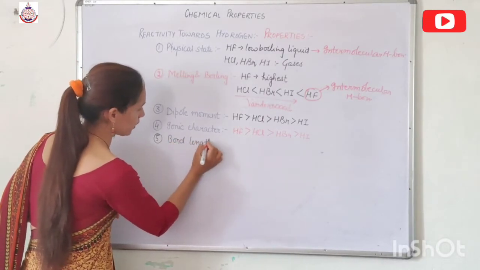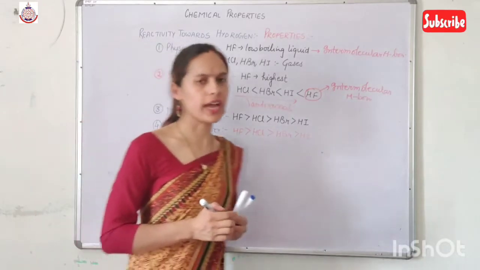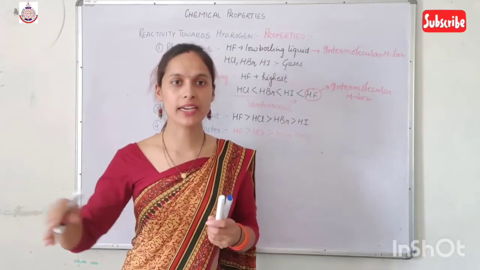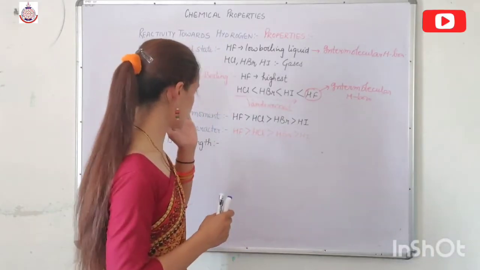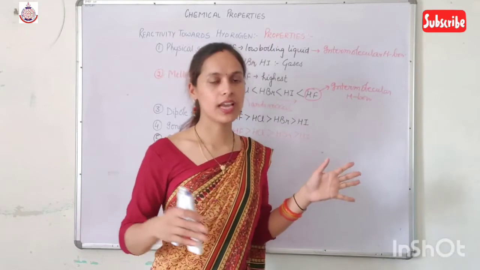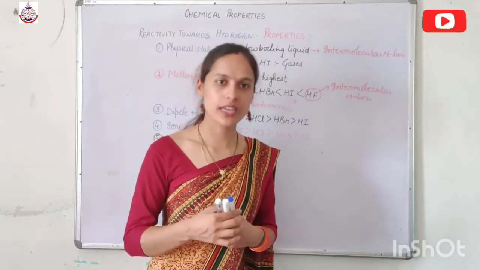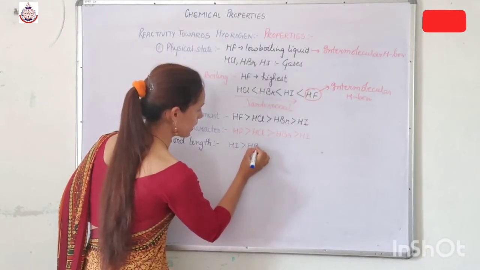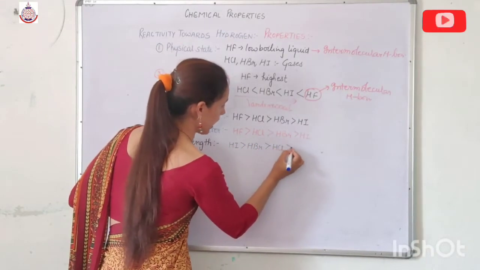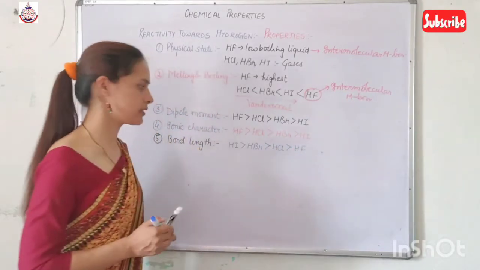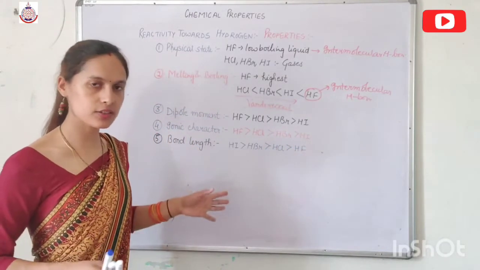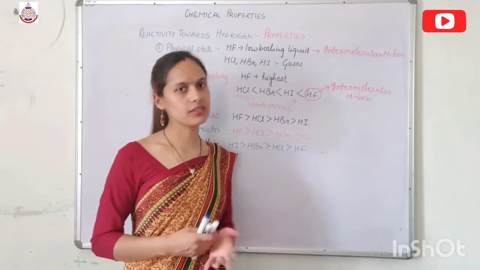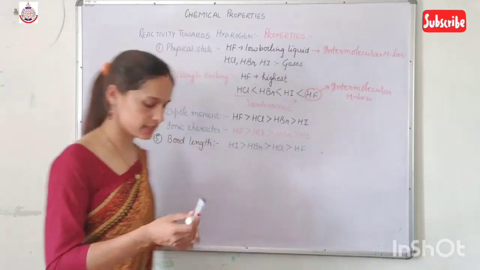Now next we will talk about bond length. As we move down the group, what happens? The size of the hydrogen remains the same. Hydrogen is hydrogen, but as we move from fluorine to iodine, the size of the halogen increases, and due to the increase in the size of the halogen, the bond length also increases. So the order becomes HI, HBr, HCl and HF. This is the order of the bond length. Why is this the order? Because as we move from fluorine to iodine, size increases, and due to the increase in size, bond length also increases.